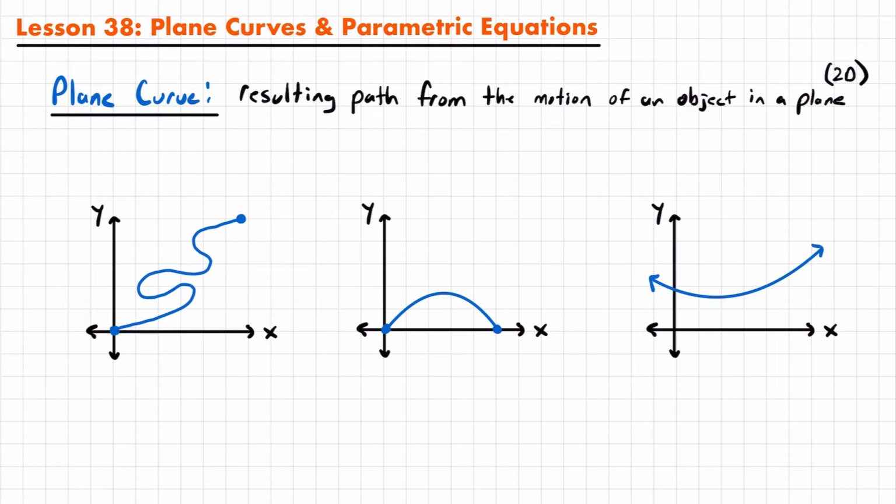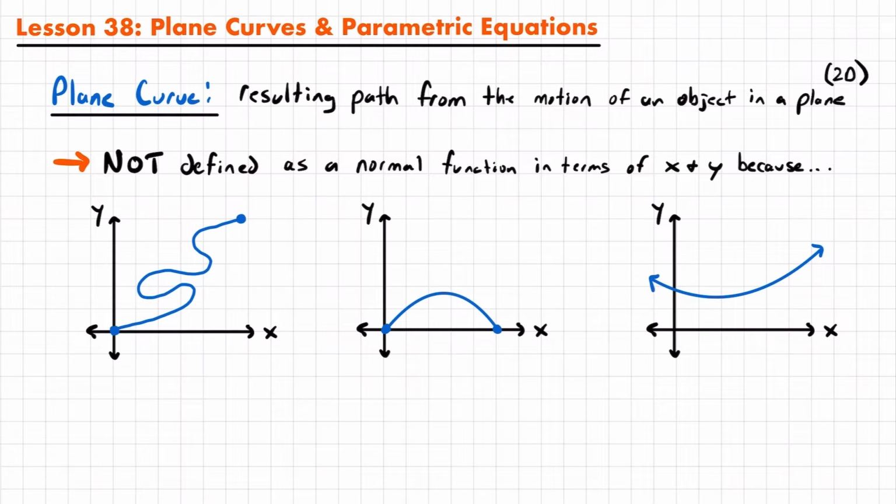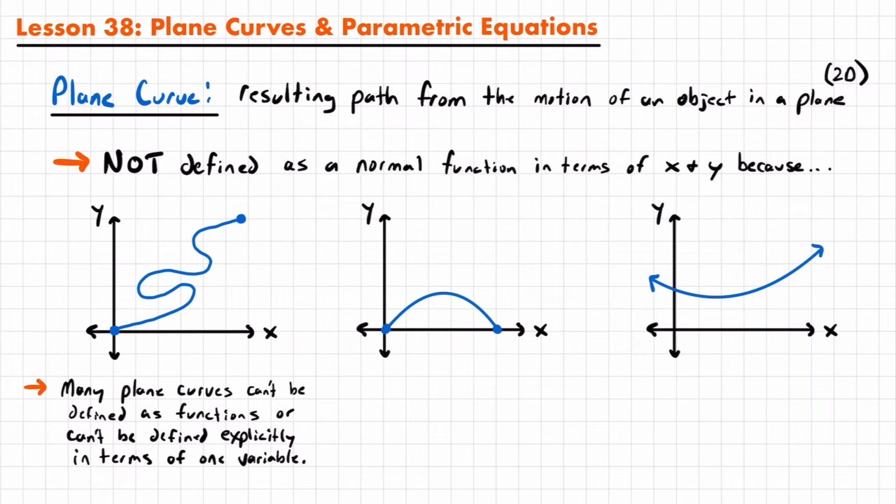And so because of the characteristics of a plane curve, in order to accurately represent or define a plane curve, we can't define them with a normal function in terms of just x and y, or what we call rectangular equations. And there's a couple reasons for this. Firstly, there are many plane curves that just can't be defined with functions, as they don't meet the requirements of the definition of a function, right? If you take a look at this plane curve right here, this would fail the horizontal line test, the vertical line test, and just altogether does not meet the requirements of a function in terms of x and y.